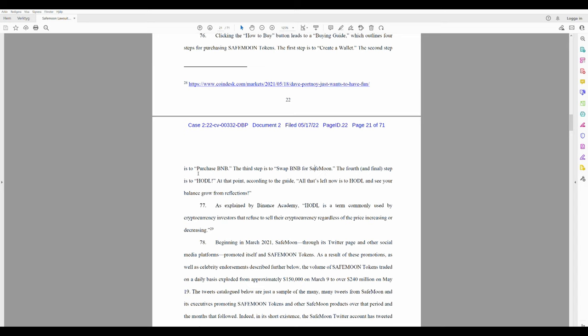At that point, according to the guide, all that's left now is to HODL and see your balance grow from reflection. Oh, that was wrong here in the text. See it crash and burn. Okay. As explained by Binance Academy, HODL is a term commonly used by cryptocurrency investors that refuse to sell the cryptocurrency regardless of the price increasing or decreasing.